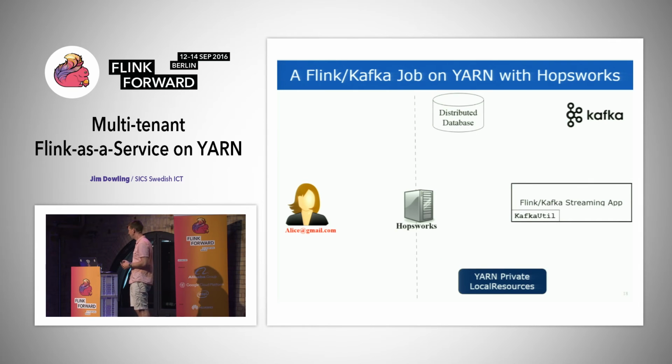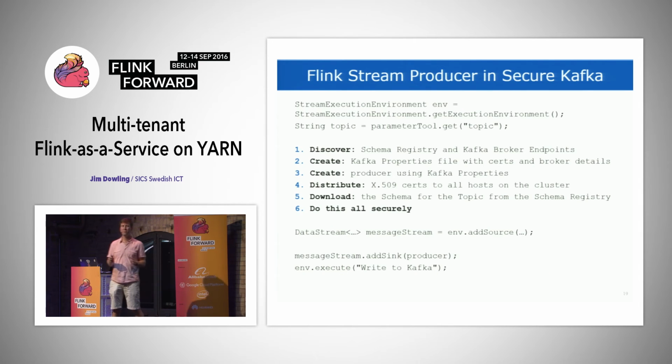So I'll just show you this in a bit of code, because most people prefer code. This is a very skeletal version of a Flink stream producer with secure Kafka. Maybe if you're running in standalone mode, you get your streaming environment, you get the topic, maybe it's supplied by the user. You then need to discover where the schema registry is and where the Kafka broker endpoints are. I need to create my Kafka properties file with the cert details and create a producer. I need to get my certificates somehow onto the hosts that are running it for your user. I need to download the schema for the topic from my schema registry. And I need to do all this securely, right? And finally, when I've done it, then I can get my data stream and write as a producer to Kafka.